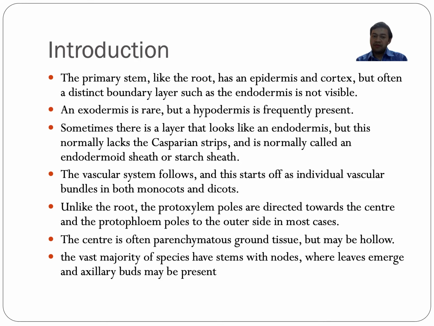And the vascular system follows, and this starts off as individual vascular bundles in both monocots and dicots. So if you still remember, for both monocots and dicots there will be a vascular system, but the difference is in the place of the vascular system. Unlike the root, the protoxylem poles are directed towards the center, and the protophloem poles to the outer side in most cases. And then the center is often parenchymatous ground tissue, but may be hollow.